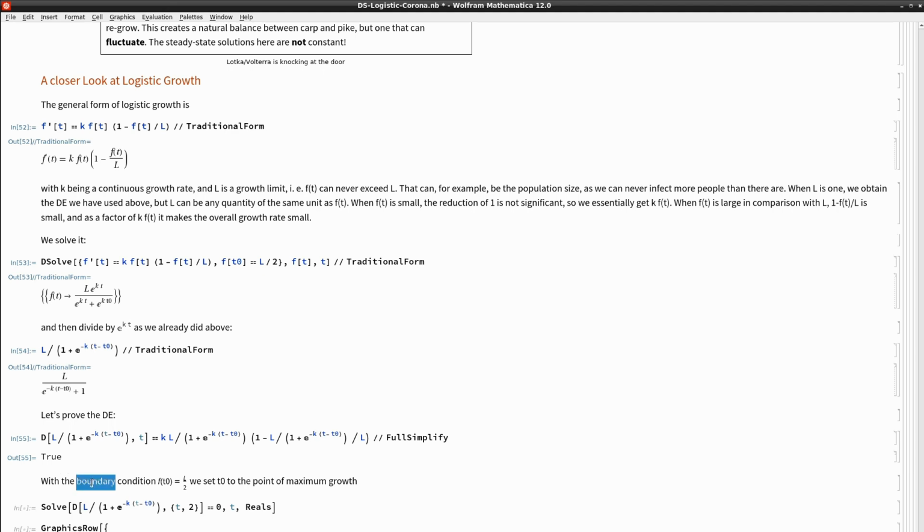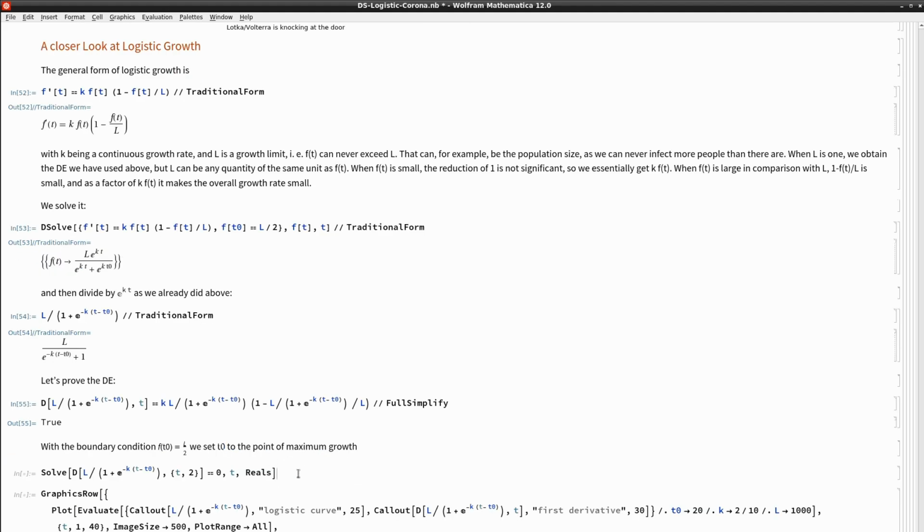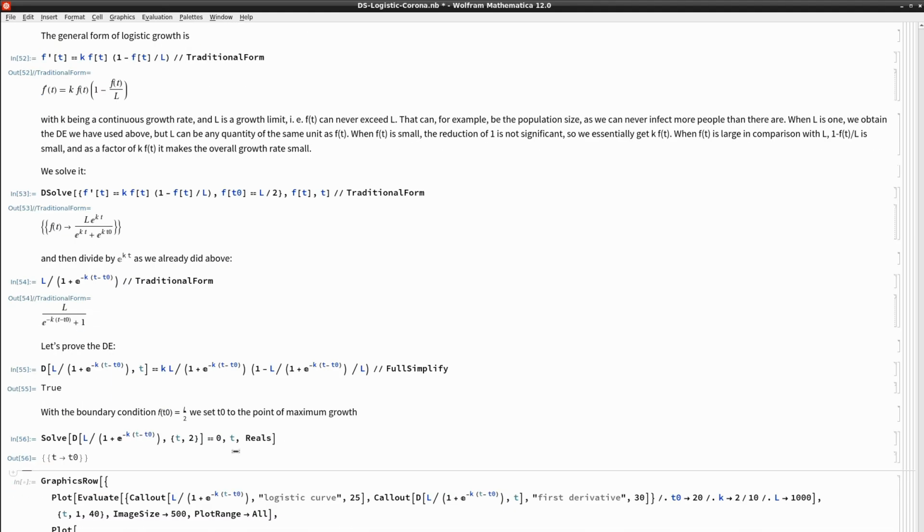So with the boundary condition f of t0 is L over 2, that means we're setting t0 to be the midpoint, and that also indicates maximum growth. And that point happens to be t0. Because here in this expression, I take the second derivative. You see that I differentiate this expression with respect to t 2 times. We set it equal to 0, and in terms of real solutions, we're getting t0 as the solution. That means this is the point of maximum growth, because the second derivative is 0, and then the solution is t0.